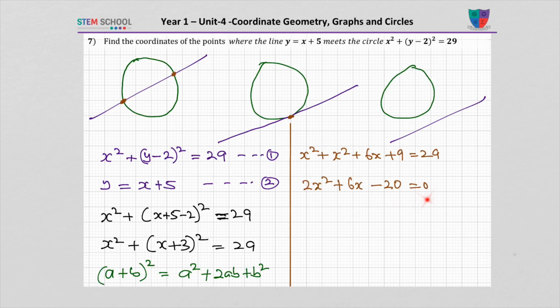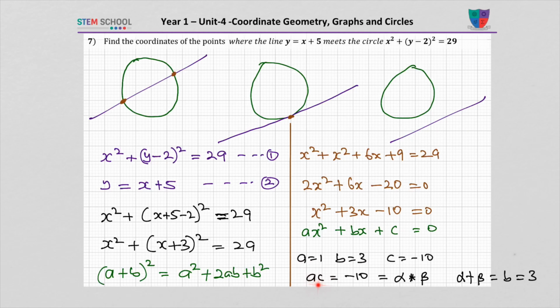Now I need to divide through by 2. So the next thing I need to do is factorize. I'm going to compare this to the quadratic equation, so a is 1, b is plus 3, and c is minus 10. I need to find ac in order to factorize, where 1 times minus 10 is minus 10. And this number, when I have two factors, alpha and beta, when I multiply them together, I get minus 10, which is ac, and when I add them together, I will get b, which equals 3.